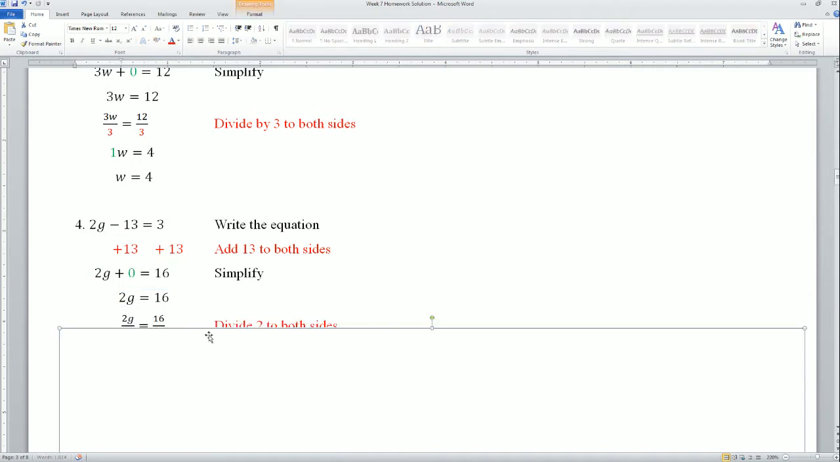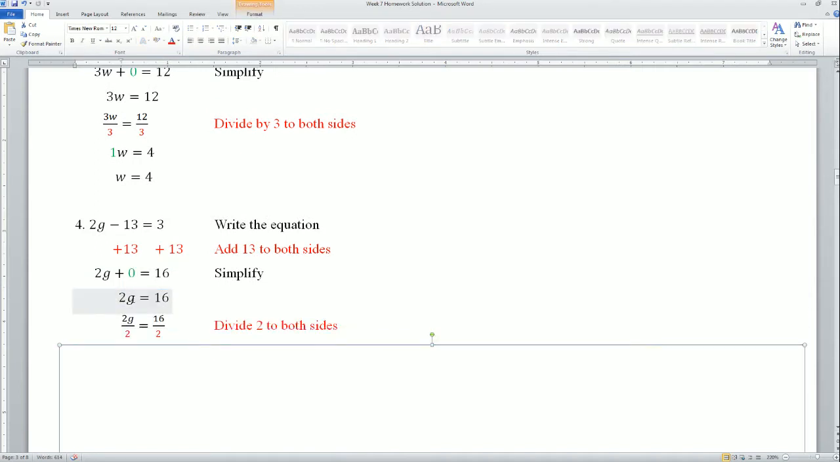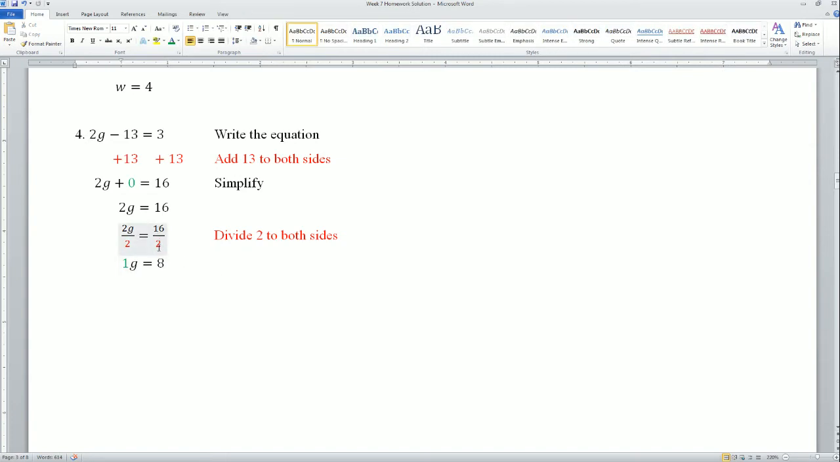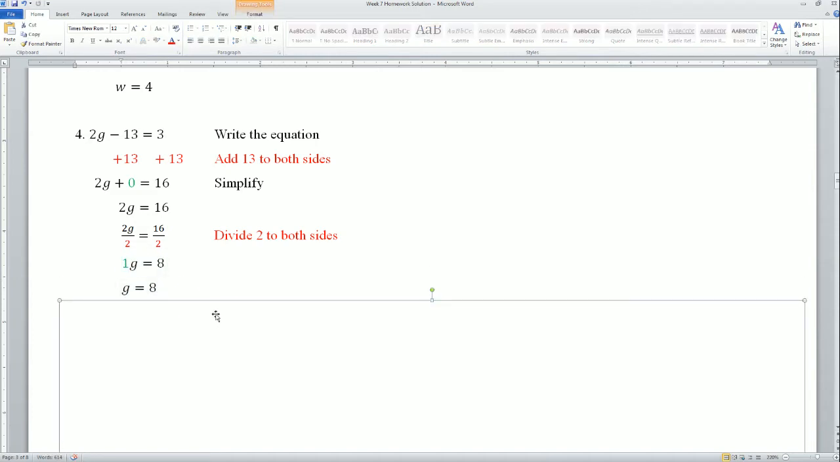Next, 2 is attached to the g via multiplication, 2 times g. So to get rid of that 2, I divide by 2 to both sides. In that process, 2 over 2 gets me that value of 1, which is the identity element. 16 divided by 2 gets you 8. Again, the 1 in front, we don't really write that. That just becomes g equals 8.